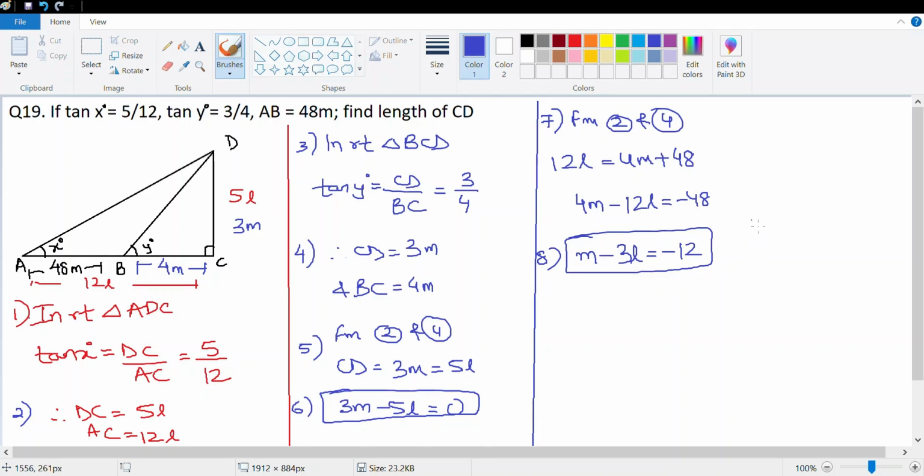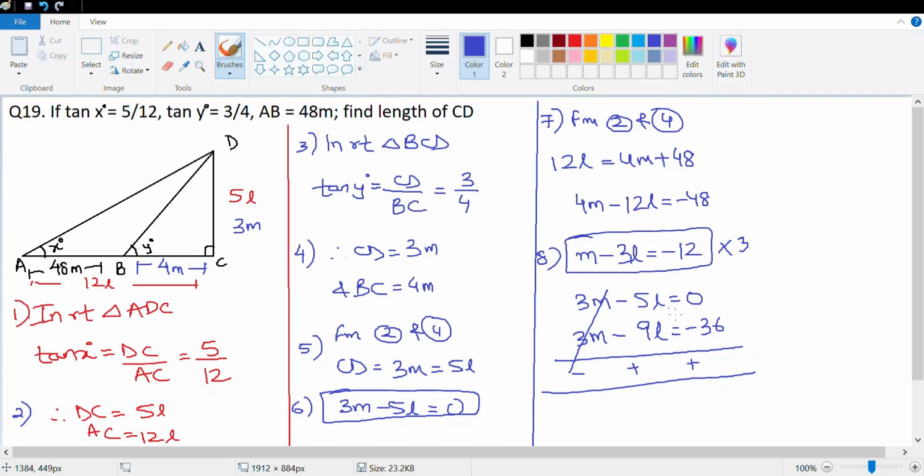Let's multiply this with 3 because this will make my coefficient of M equal. So 3M minus 5L is equal to 0 and this is 3M minus 9L is equal to negative 36. Let's subtract, negative plus positive and I have 0. Negative 5L plus 9L, that's 4L is equal to 36. Therefore, L is equal to 9. So the constant is 9.